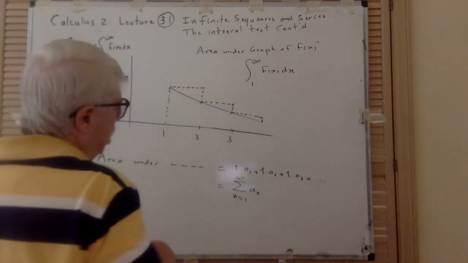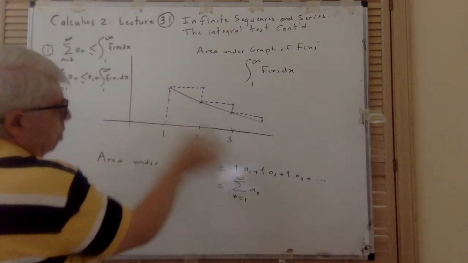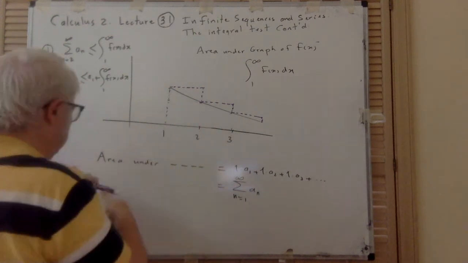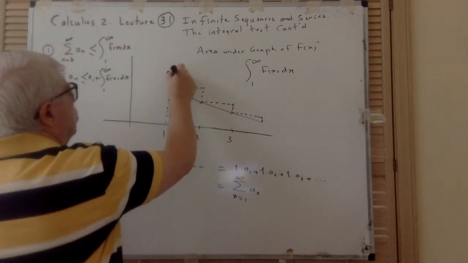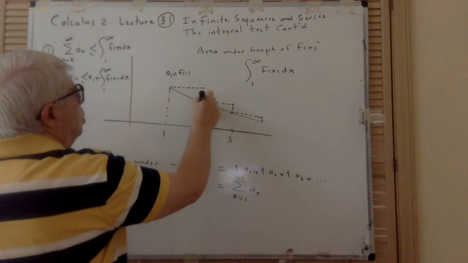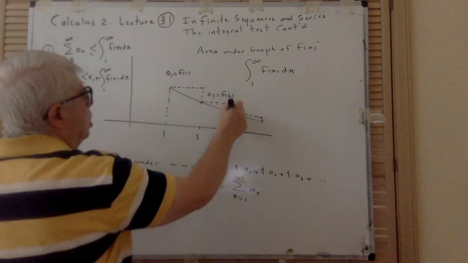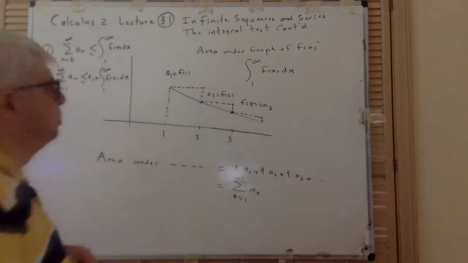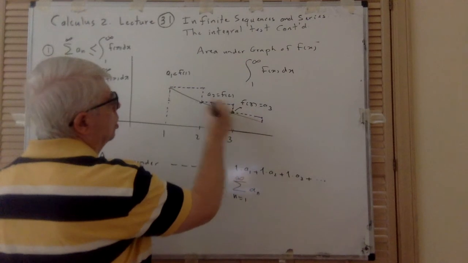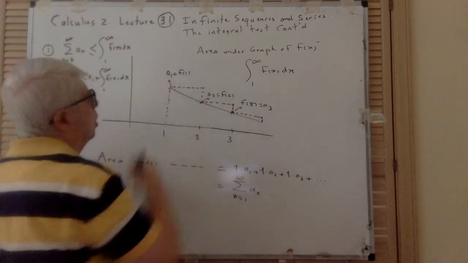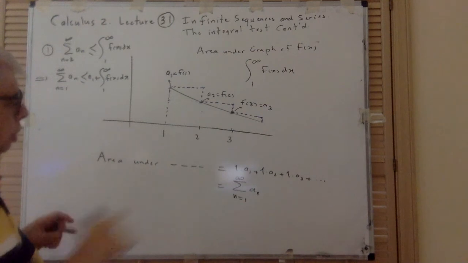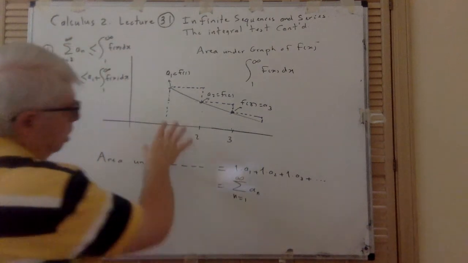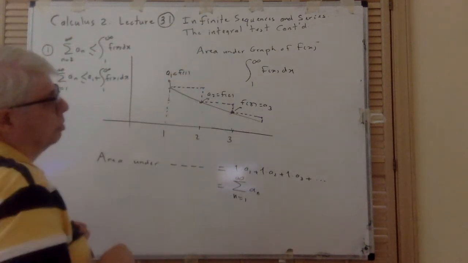Area under this new graph is 1 times the same thing, right? It's interesting, that's the same thing. 1 times a1, or this is a1, which is f of 1. This point is a2, which is f of 2. This point is f of 3, which is a3, and so on. Okay, so these are these points. So area under this one is again this thing. Now what's the relation between this area and that area? That one is the same.